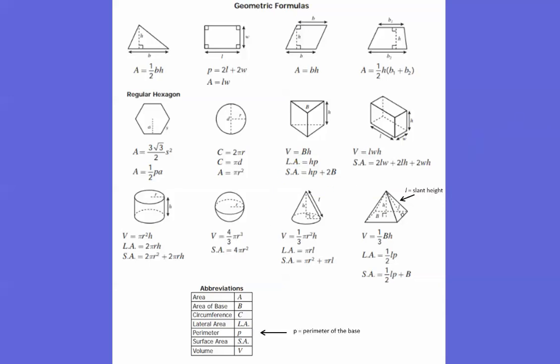A couple of things to note. One, the L in these two figures here, the pyramid and the cone, is a slant height. That's not given to you in your abbreviations here at the bottom of this page. That is different than the L for any of your prisms, even for your rectangle, where it would be length. Same L, just a different meaning.